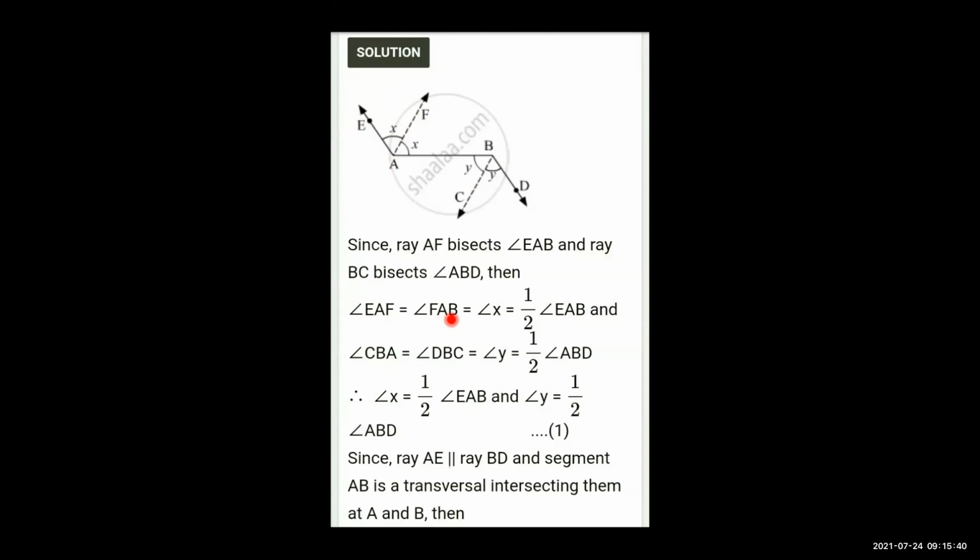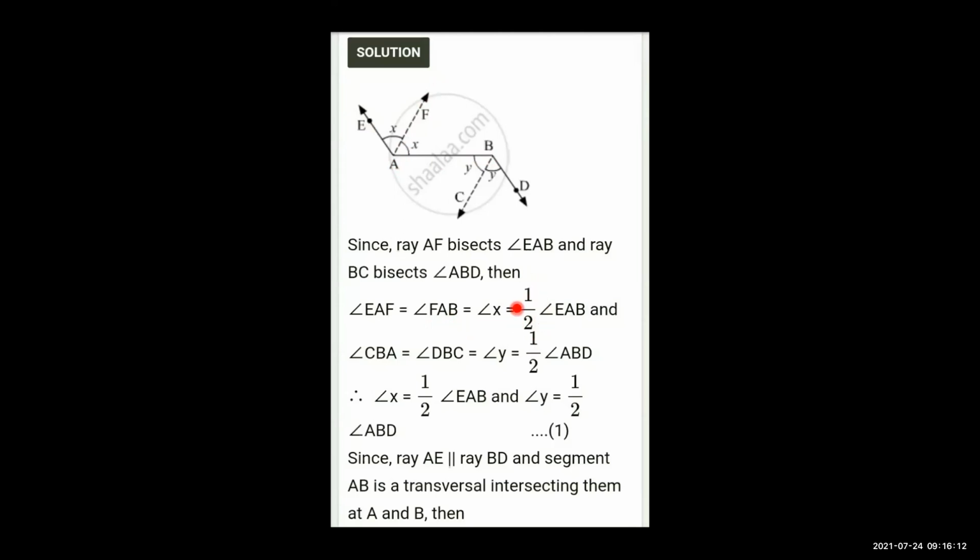Now angle EAF, see angle EAF, this angle is equal to FAB. EAF equals FAB because due to the bisector, those are equally divided. And each angle is half of the original angle.